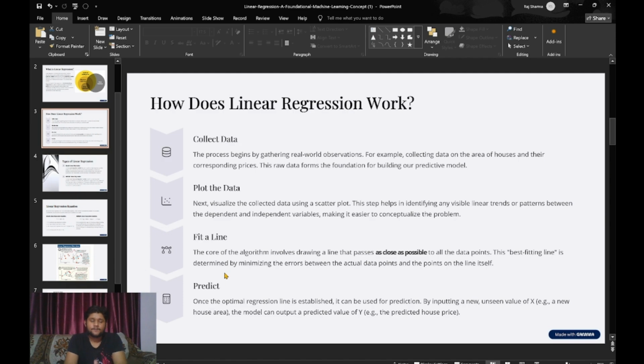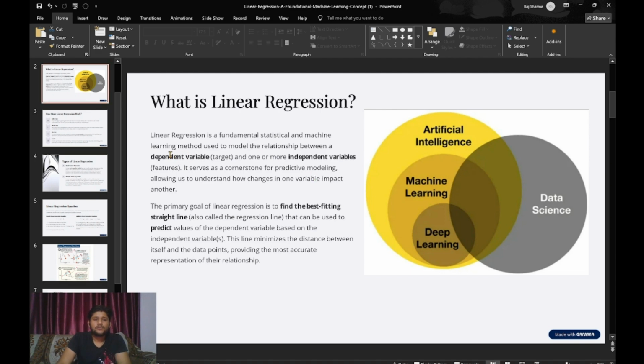So what is a dependent variable? What is an independent variable that we talked about? The target variable, the thing that we are going to predict, is known as the dependent variable, and the things that we know about the person are known as the independent variables.